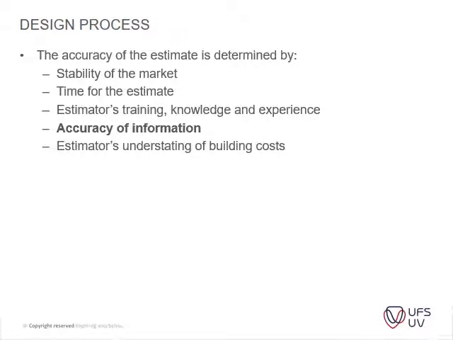Estimator understanding building costs. Just on the information here, a simple thing which I experienced once is where the architect wanted a stainless steel expansion joint within the tiles and not a PVC one. And then the cost per meter difference was quite big. The PVC or the plastic expansion joint had a cost of about 20 rand, 25 rand per meter, whereas the stainless steel expansion joint with a rubber filling in between was almost 150 rand per meter. So that was quite a big cost implication that we had there.